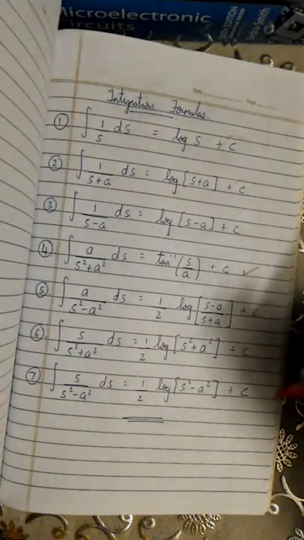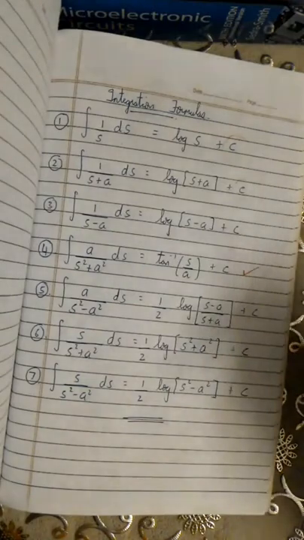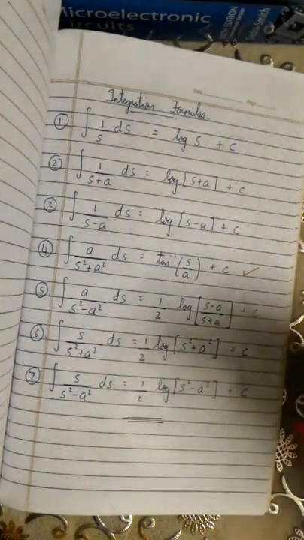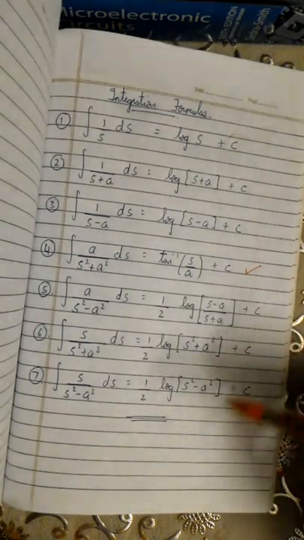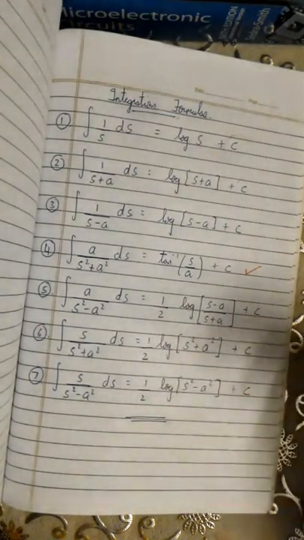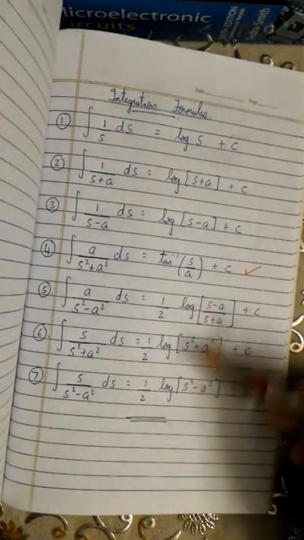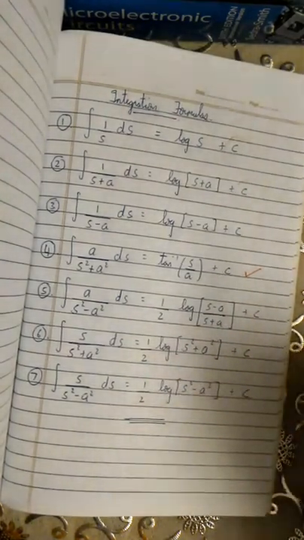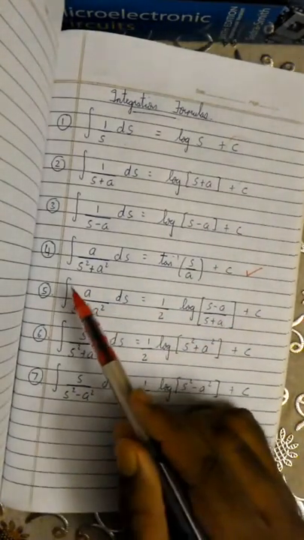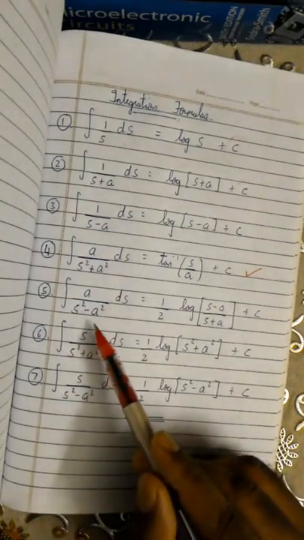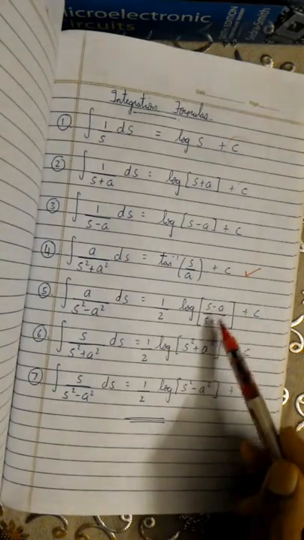It's a simple technique to remember these formulas, but the thing is, when you are doing this, you have to be real fast, because there are no step marks for finding the integration. This is not a maths class, so they will not give you any step marks for finding the integration. So when you are going to find the derivation of these formulas, you have to do it very fast without wasting any time. So this is integral a by s square minus a square ds is equal to 1 by 2 log of s minus a by s plus a.